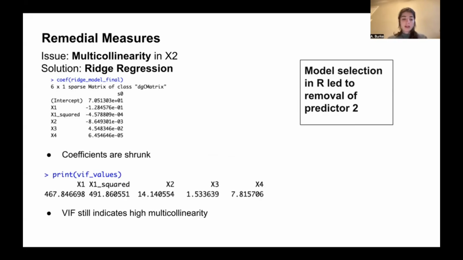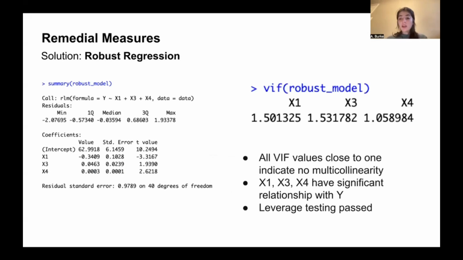After performing ridge regression, we redid the VIF values, and still we saw that X2 was problematic and indicating high multicollinearity. After this, we performed model selection in R, which led to the removal of predictor 2 in the model. We also performed robust regression, and after performing robust regression, all the VIF values appear to be close to 1, indicating no multicollinearity. X1, X3, and X4 appear to have a significant relationship with Y, and they passed the leverage test.